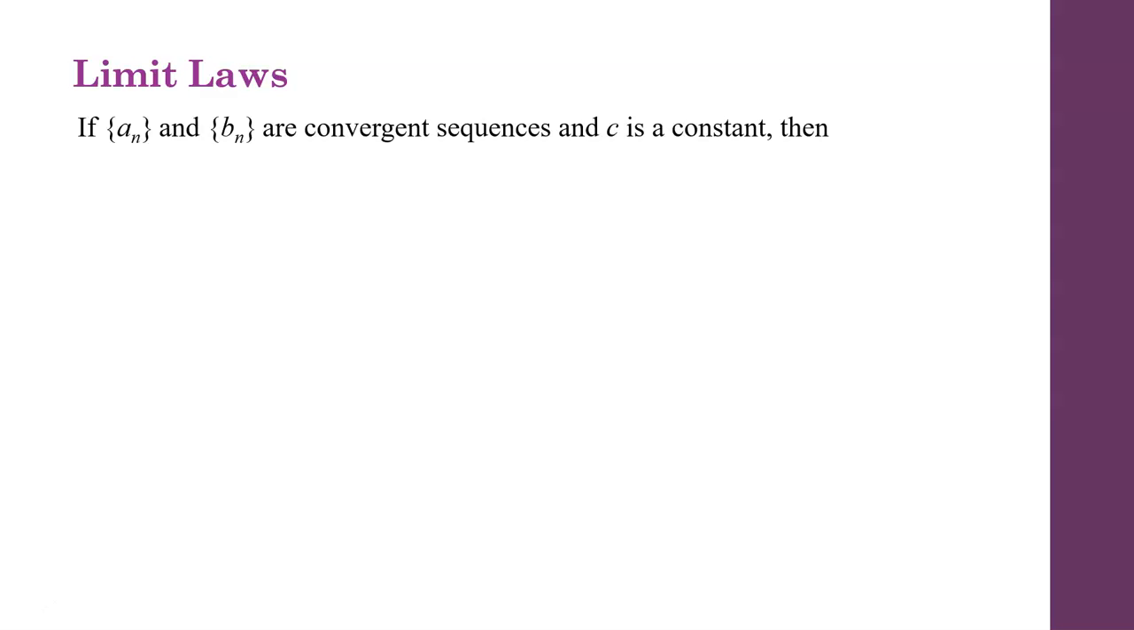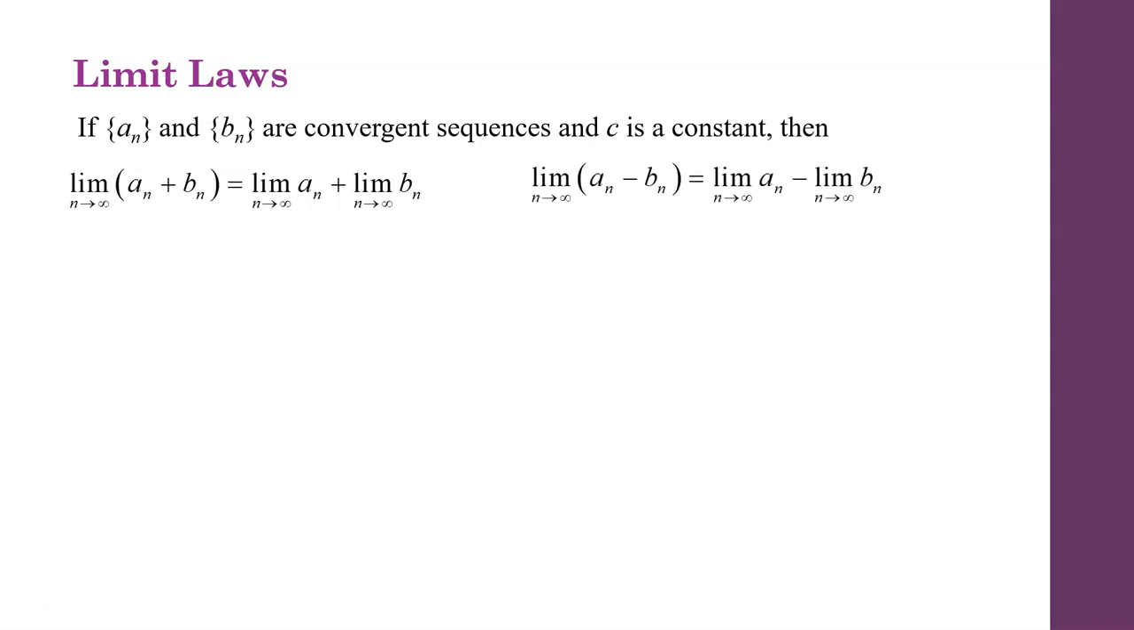So if I have two sequences, a sub n and b sub n, and they're both convergent sequences, and if we have a constant c, the following are true. The limit of a sub n plus b sub n, as n goes to infinity, is equal to the sum of the two limits: the limit of a sub n as n goes to infinity plus the limit of b sub n as n goes to infinity. So the limit of the sum is the sum of the two limits, and the same is true for the difference.